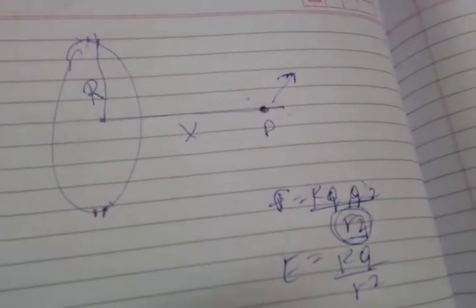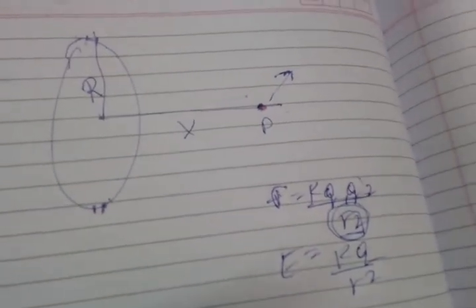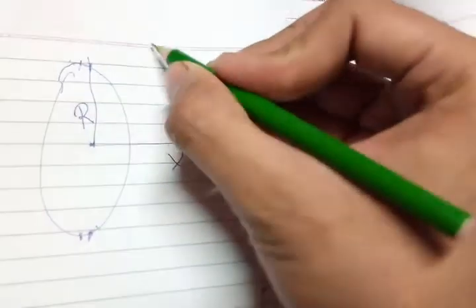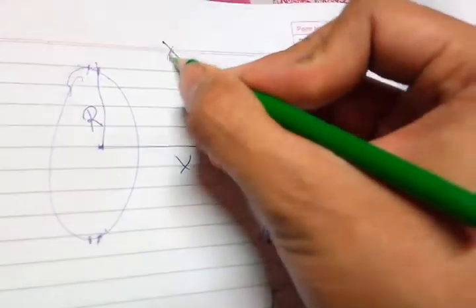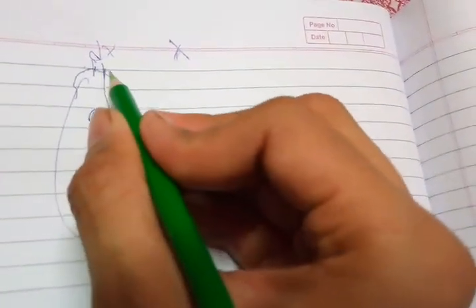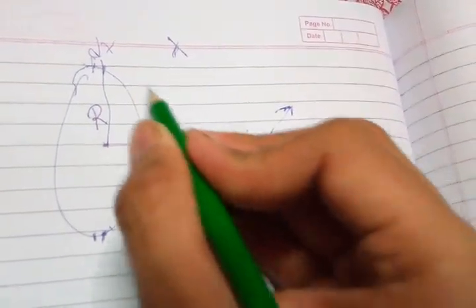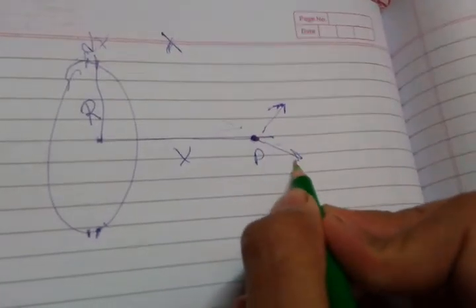So what we have to do is break this ring into small elements. Alright, so we are supposing that this ring is uniformly charged and that charge density is lambda. Lambda is the charge per unit length. Okay, so we will take a dx element over here. The electric field because of this dx element will be here in this direction.